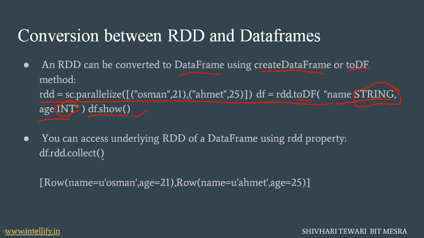We can access the underlying RDD of a data frame using the rdd property, that is df.rdd.collect, to collect the data from a particular data set, so that we can convert the collected data into a small data frame. So here is a row and another row. We will collect these two rows, and then we will use the given code to execute this database, and this large database will be converted into smaller data frames in an RDD.